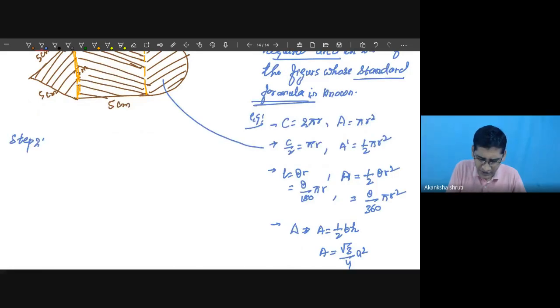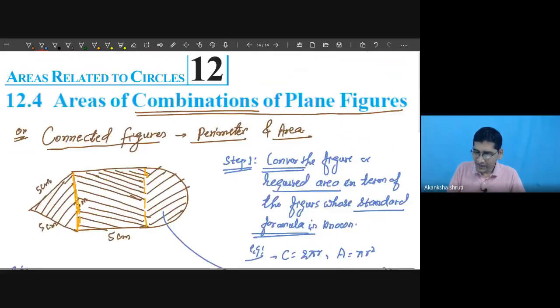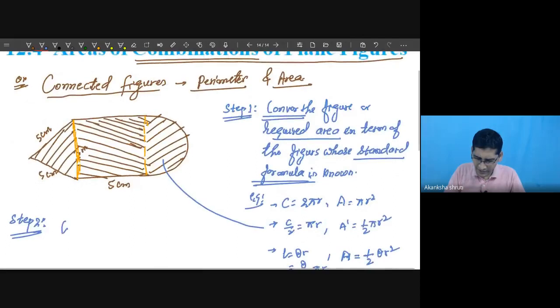Step number 2 tells you to calculate each segment, but do not do the final calculation. So write the formula only. Do not do the final calculation. Write the formula for each known part.